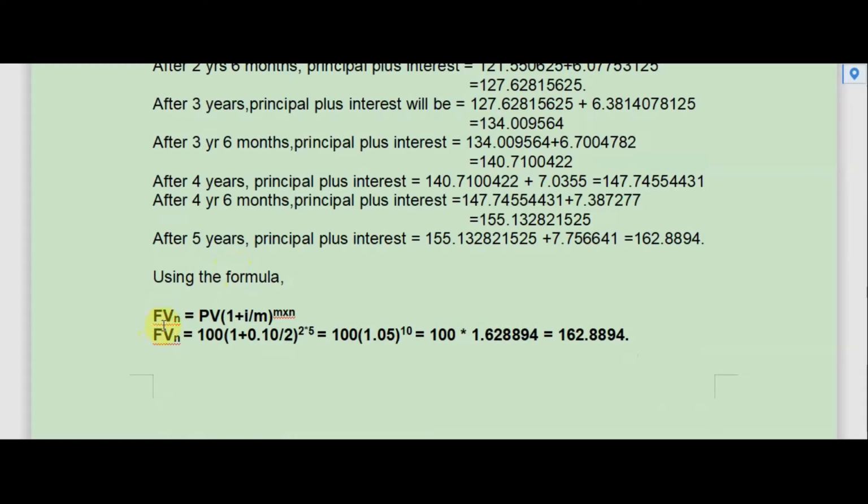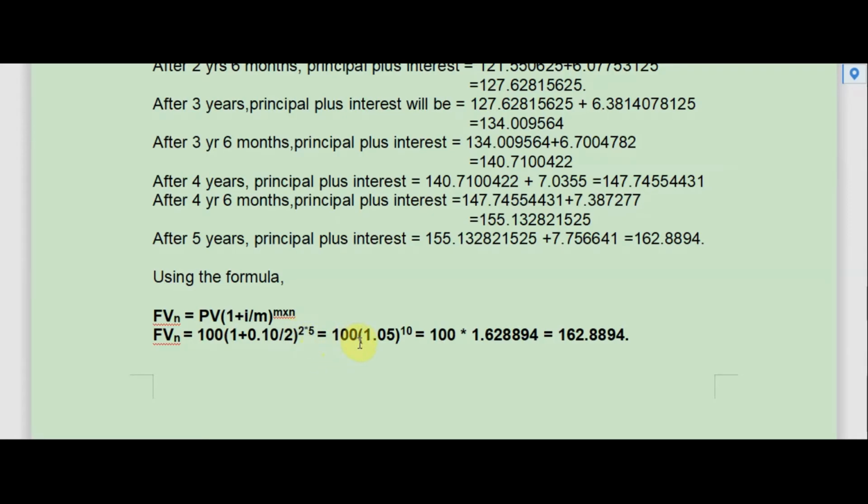Using the formula, we can calculate it in a very short time. That is, FV of n equals PV multiplied by (1 plus i divided by m) whole to the power m into n. So future value equals 100 times (1 plus 0.10 divided by 2), where m equals 2 as the interest is compounded semi-annually or biannually. And m into n, that is 5 into 2: m is 2, n is 5 years, so 2 into 5 equals 10.